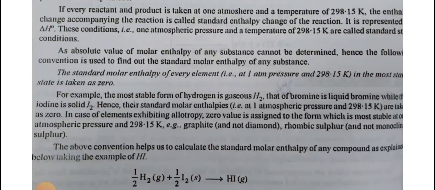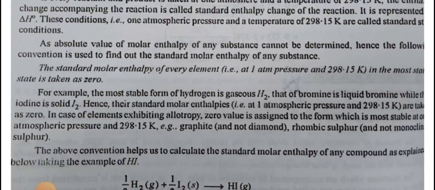As the absolute value of molar enthalpy of any substance cannot be determined, the following convention is used to find out the standard molar enthalpy of any substance. The standard molar enthalpy of any element at 1 atmospheric pressure and 298.15 Kelvin in the most stable state is taken as 0. For example, the most stable form of hydrogen is gaseous H2. That of bromine is liquid bromine, while that of iodine is solid I2. Hence, their standard molar enthalpies, that is at 1 atmospheric pressure and 298.15 Kelvin, are taken as 0.